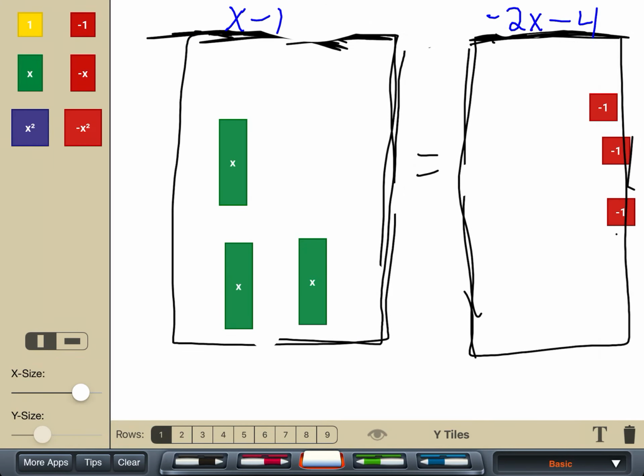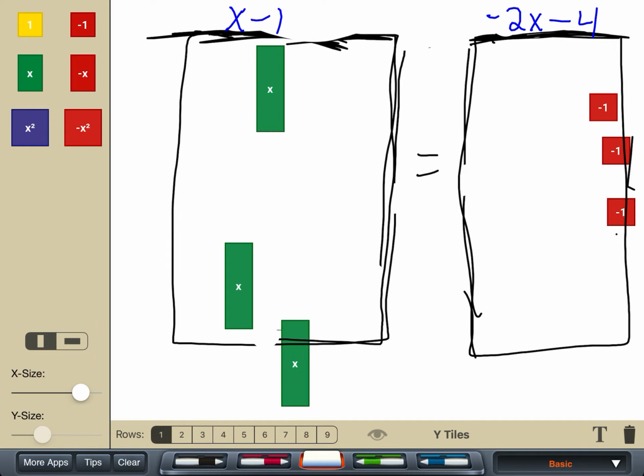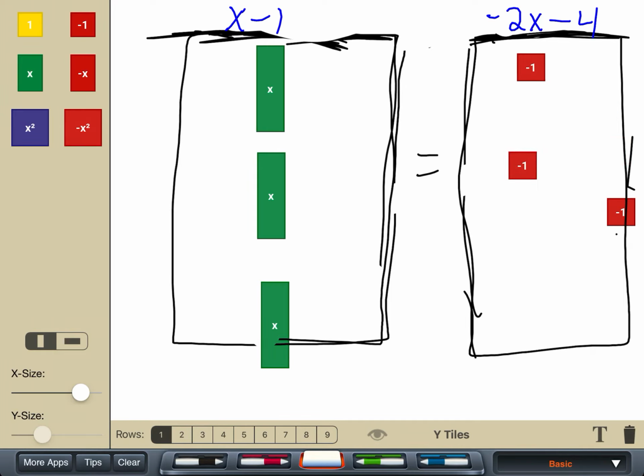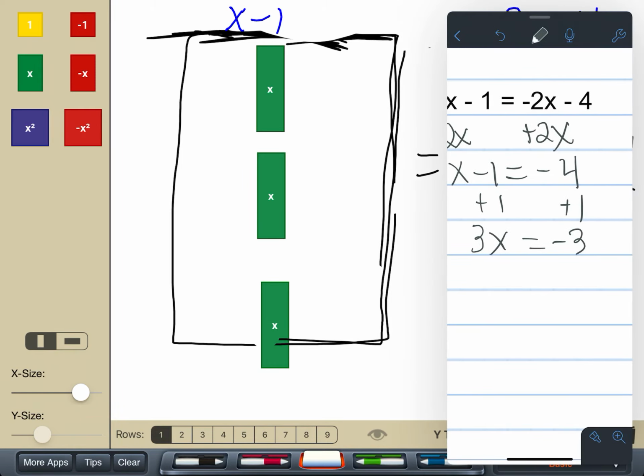And then in this case, we have 3x's equal negative 3, so we split it into groups. This would be the visual way to divide. So you take your 3x's and you split them into 3 groups, and you get x is equal to negative 1. And when we divide, we literally are splitting that negative 3 up into 3 groups, and so we get negative 1.